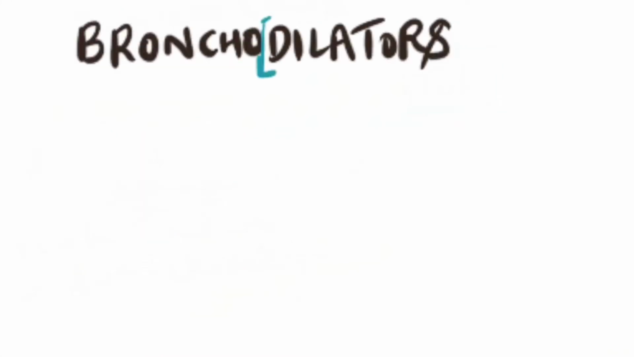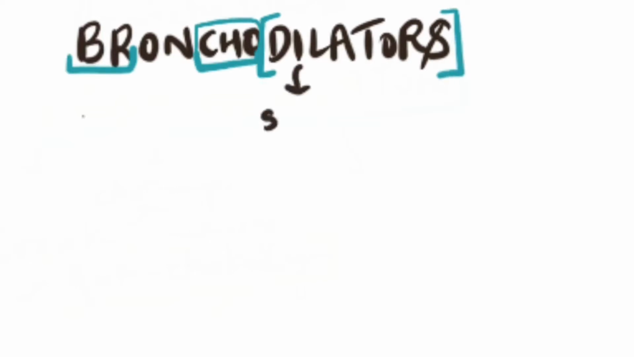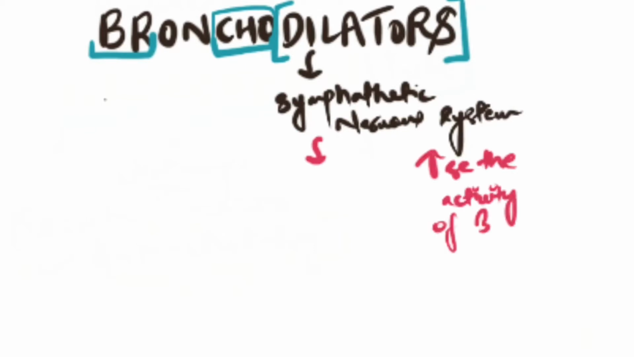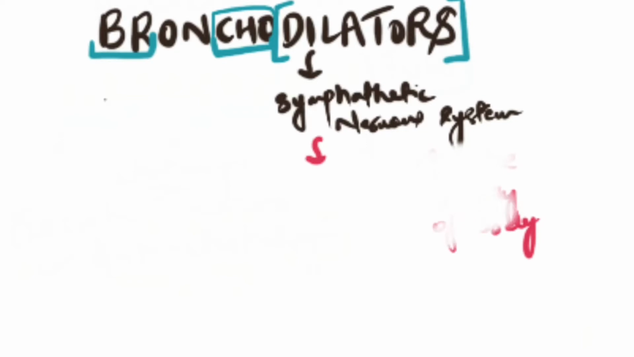In bronchodilators, separate the word: broncho and dilators. The dilatation of the bronchus is operated by the sympathetic nervous system in our body. They will cause the dilatation of the bronchus. Therefore, they increase the activity of the body, like the sympathetic nervous system, like it increases the adrenaline rush.